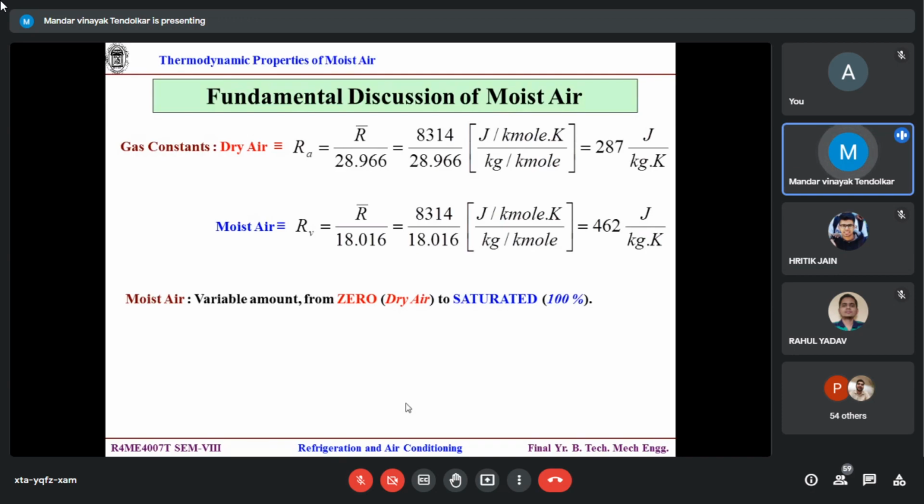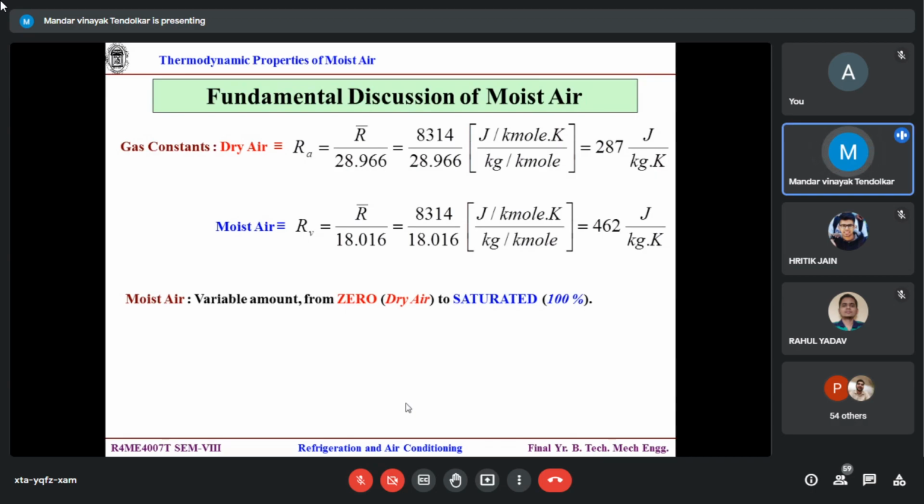Now when I say moist air, naturally it is a variable amount. It is a mixture of dry air plus water vapor. So water vapor can be 1%, can be 99%, anything. So we consider this starting from 0. If 0 means what? No moist air. We call it dry air. And 100% moist air, that means we call it a saturated one.